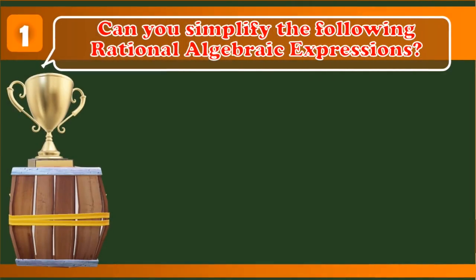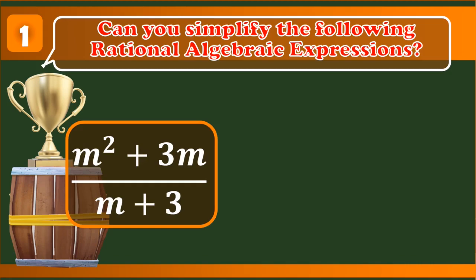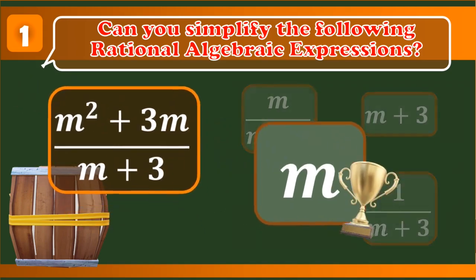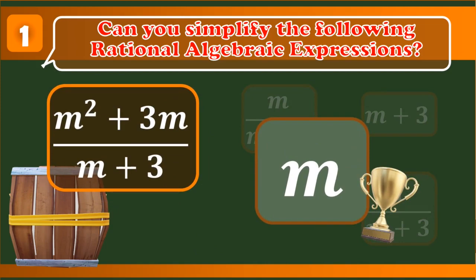Now let's apply what we have learned. Can you simplify the following rational algebraic expressions? We have here m squared plus 3m over m plus 3. We are given 4 choices. Which of these is the correct answer? Try it on your own. Pause. Do you have the answer? Great! Its simplified form is m.